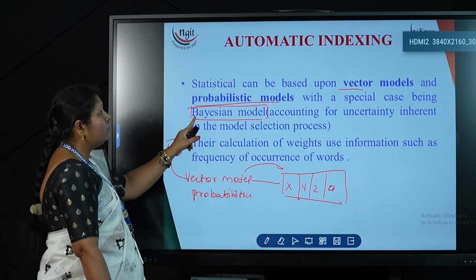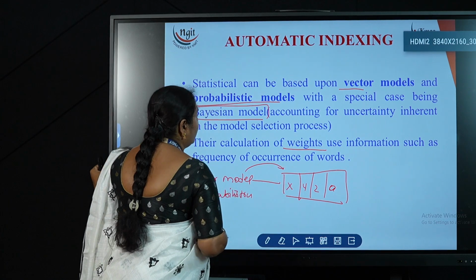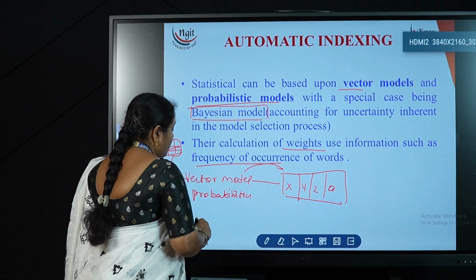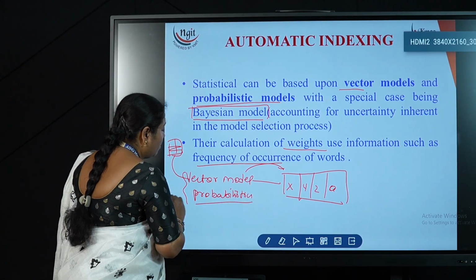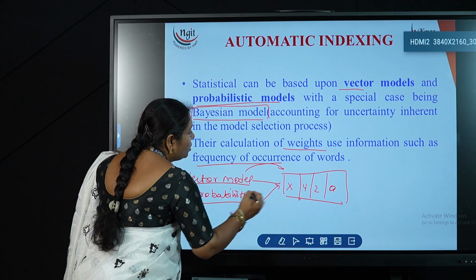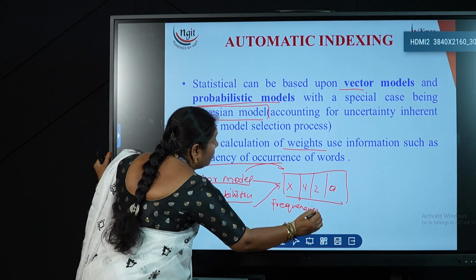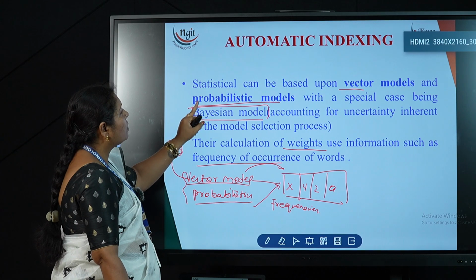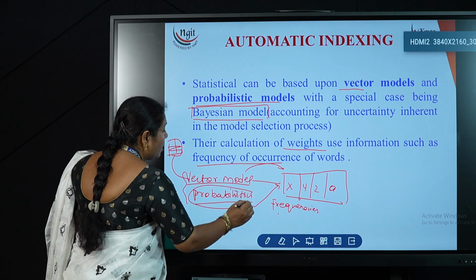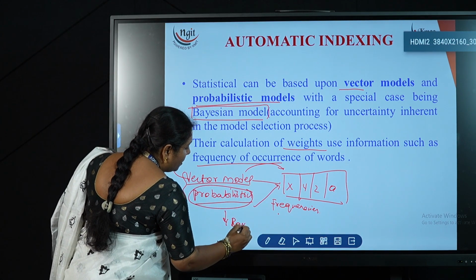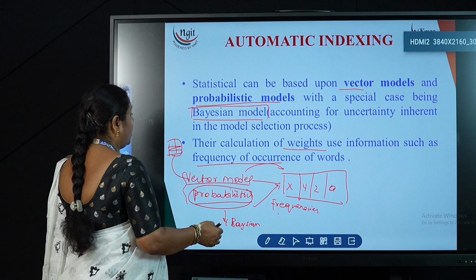So this algorithm depends on whatever model you are going to use, and this weightage calculation has to be the frequency of the occurrences. In the two models, the probabilistic and the vector model, you have to store the frequencies. So what is the common point? In both, you store the frequencies, but the difference is what type of algorithm we use. In the probabilistic model, you go for Bayesian for calculating the frequencies, because you have to check for the uncertainty also.